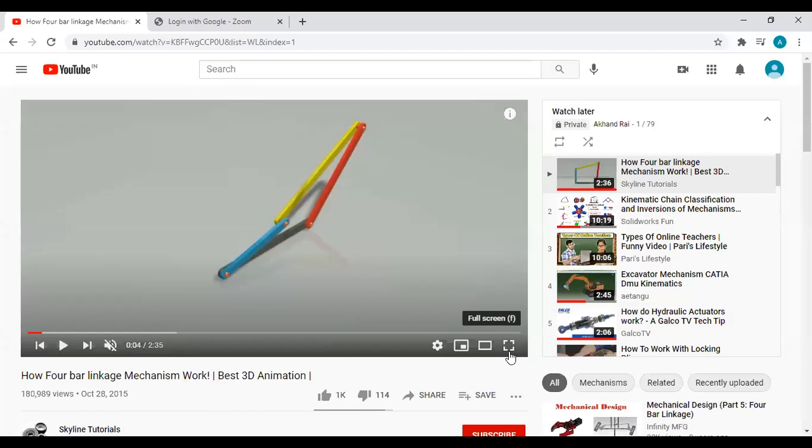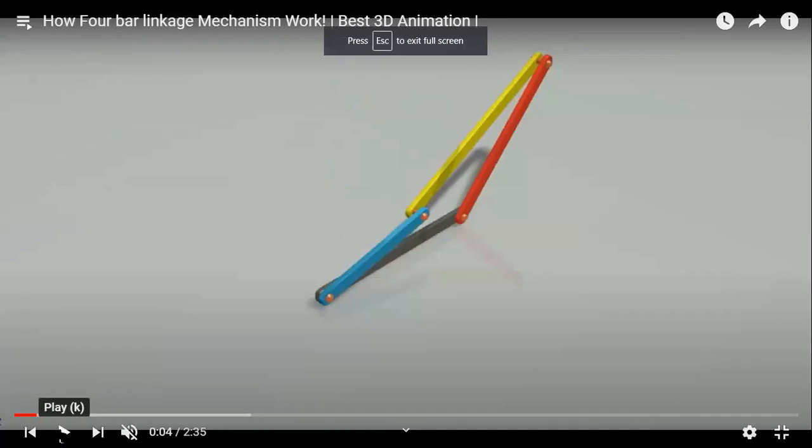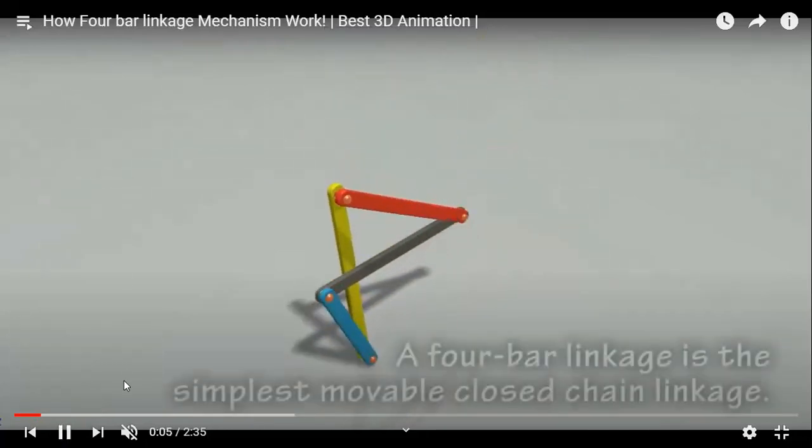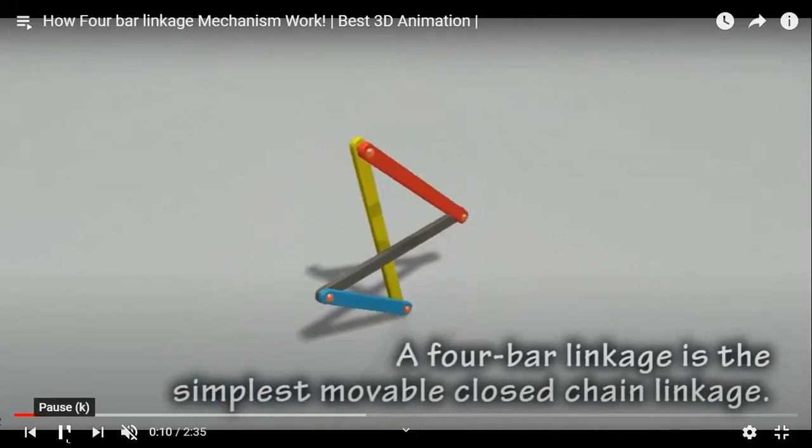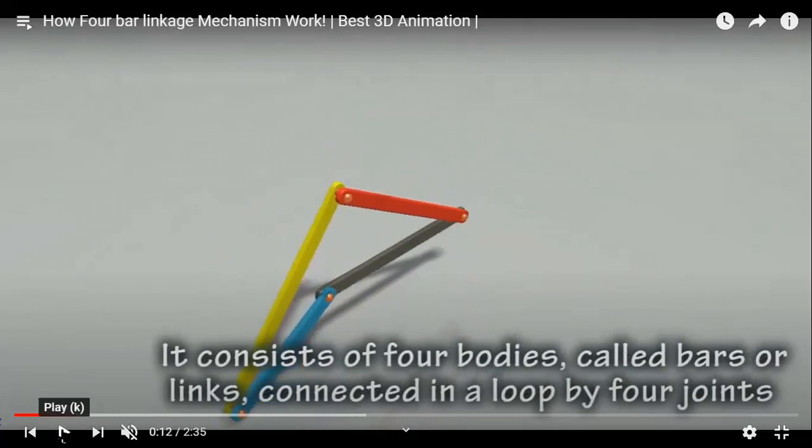So is the screen visible to all of you? Yes, sir. Okay, so now I am going to play this, and watch very carefully. This crank rocker, all of this will become clear in your mind. So watch this animation very carefully. Okay, can you tell me which mechanism this is? Is this crank rocker, double crank, or double rocker? What is this?